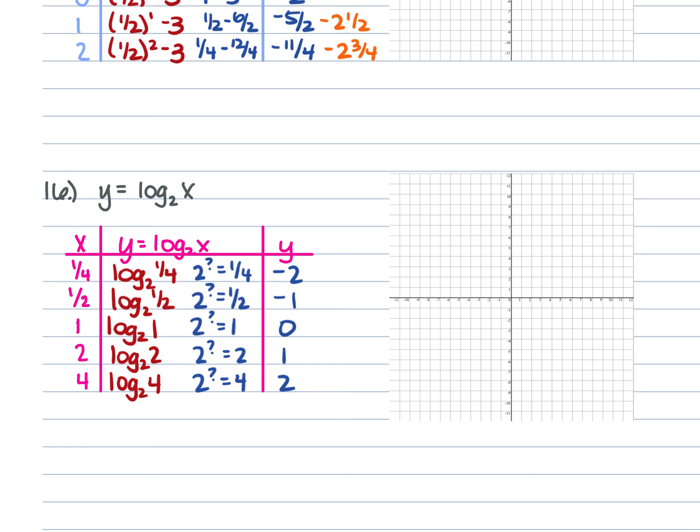So 1/4, -2 is about here. 1/2, -1 is about here. 1, 0 is here. 2, 1, and 4, 2. So this one gets closer and closer to that y-axis, but doesn't cross over it. And then as it goes to the right, it's moving up. So your asymptote there is that y-axis.